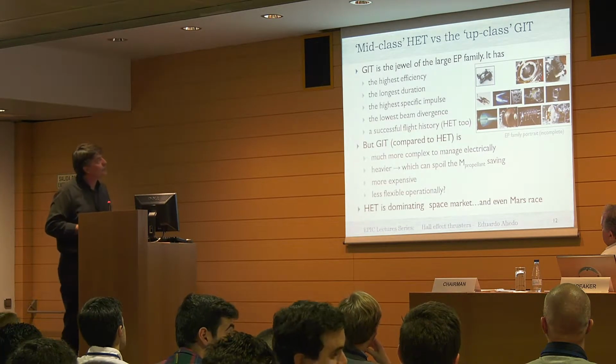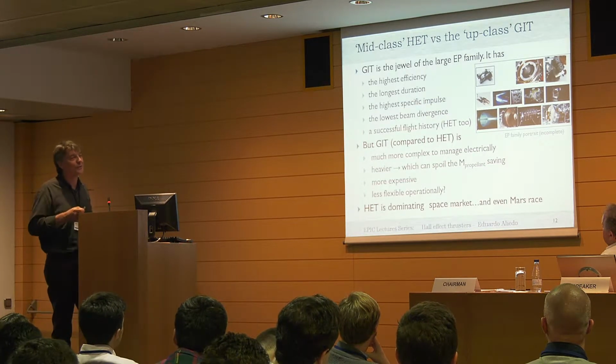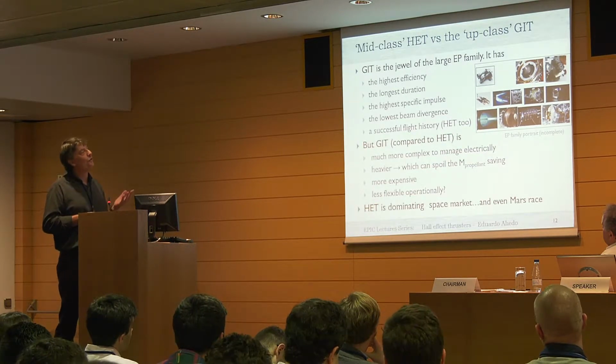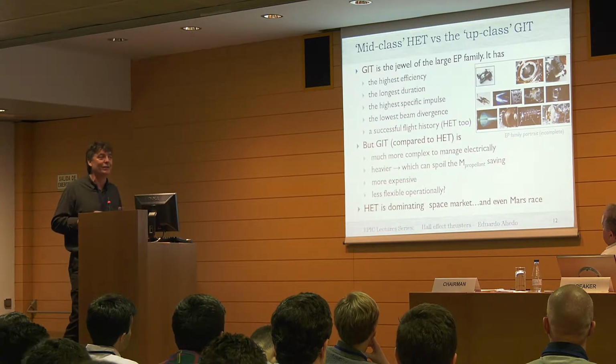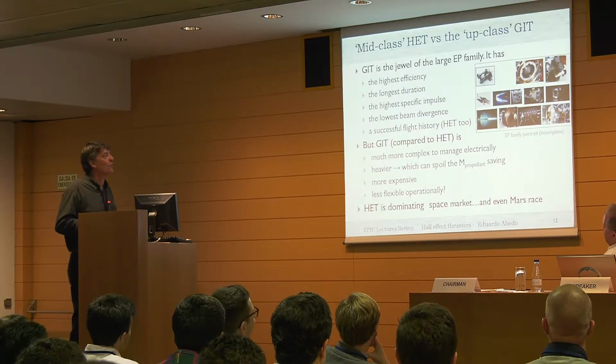Okay, a comparison between the two technologies. Possibly I would have some discussion in this with Jaime. Okay, I consider that the gridded ion thruster is the upper class. It is the jewel in electric propulsion. It's our Rolls Royce. It's the best thruster we have.